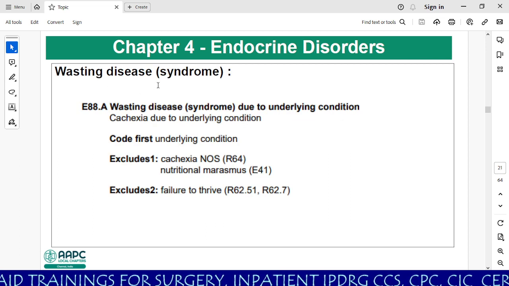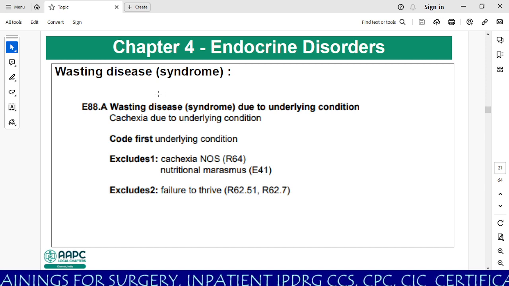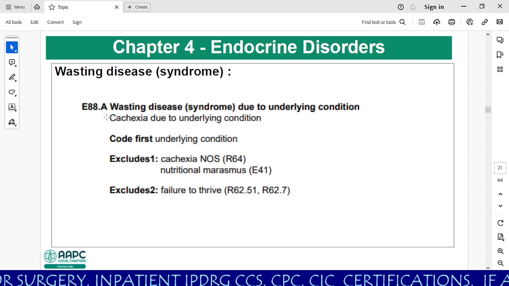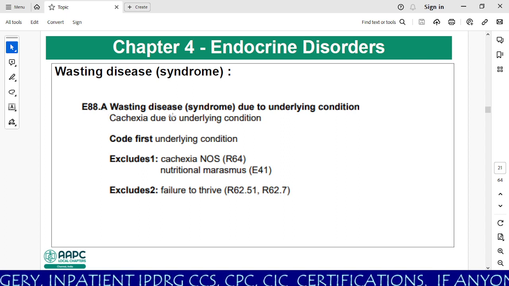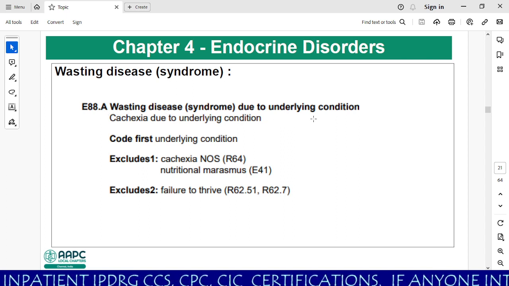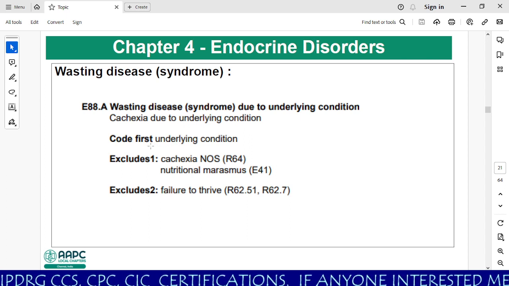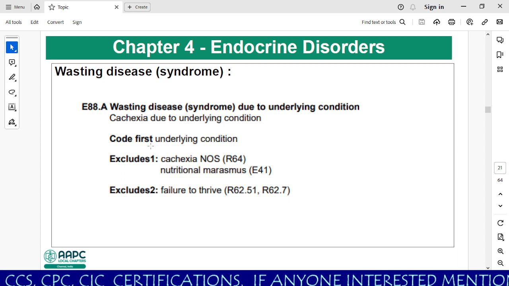Next, we have wasting disease code. So usually we'll call it wasting syndrome also. This is a new code. Code is E88.A, wasting disease due to underlying condition, cachexia due to underlying condition. So basically here we need to code the underlying condition first.